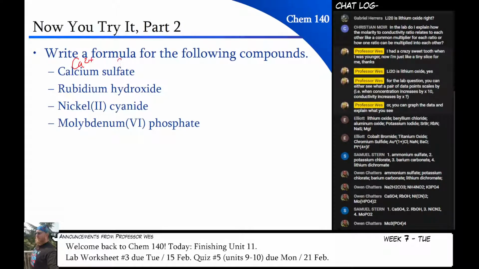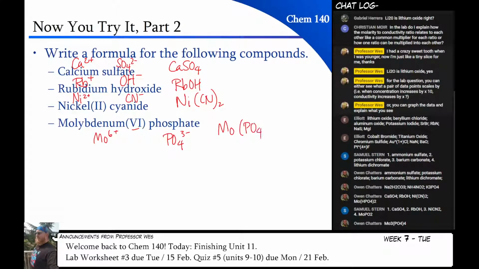Same process here. Calcium and then sulfate. I can put those together. I only need one of each. I got rubidium and hydroxide. And I got nickel 2 and cyanide. So I need at least 2 of the cyanide ions because I've got to balance out that +2 charge on nickel. And then molybdenum with a 6+ for the 6 right here. And phosphate is this. So I need 2 of the phosphate, so I get MoPO4 2.